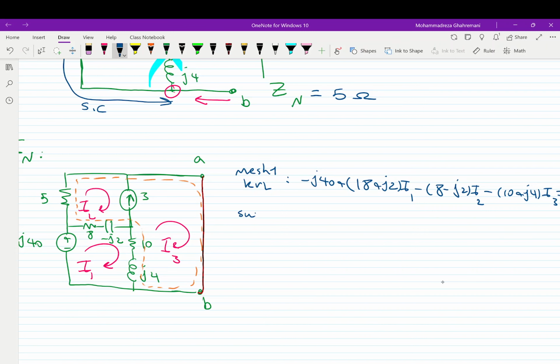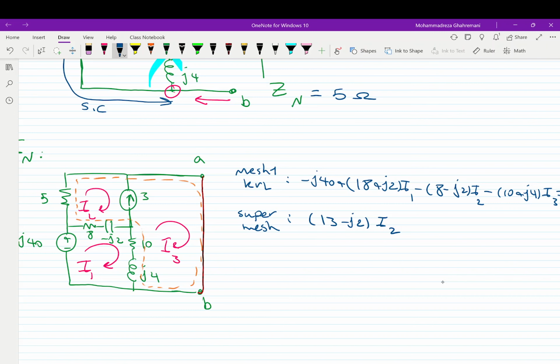For the super mesh, let's see what we have. For I2 we have 8 plus 5, 13, minus J2 times I2. The direction is the same as I2.